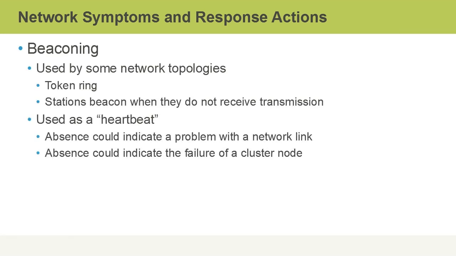Beaconing is used by some network topologies, such as Token Ring, where stations will beacon when they don't receive a transmission from their upstream neighbor. Now, at the same time, beaconing can be used in other ways as a heartbeat. For example, between cluster nodes, it's used to detect when a cluster member is down because we haven't received a heartbeat packet from it recently. So absence of a heartbeat could indicate a problem, in this case with a network link or a cluster node.